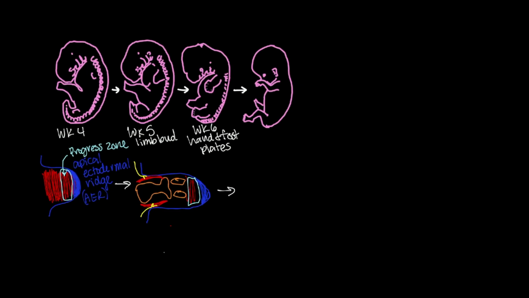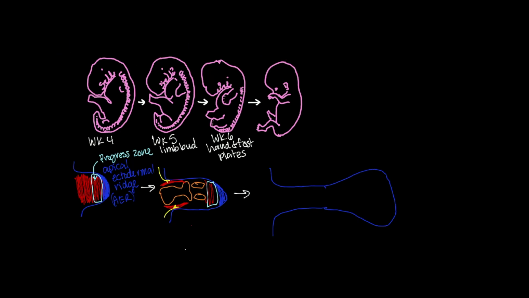Let me draw that out here. The very distal part of the limb will flatten, forming hand and foot plates. Here's the humerus, radius, ulna, and then within that hand and foot plate, the digits will form. Those fingers will form. Got digit 4 and then digit 5 right here.